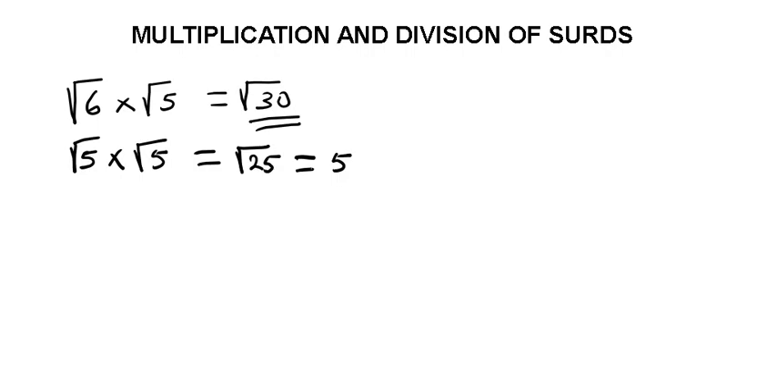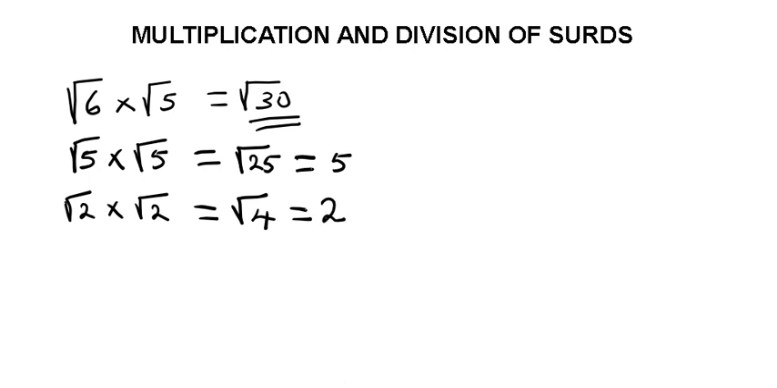Let's also proceed and solve this. Square root of 2 multiplied by square root of 2. So here we're going to get a perfect square, which is square root of 4. At the end of the day, we have a final answer to be 2.